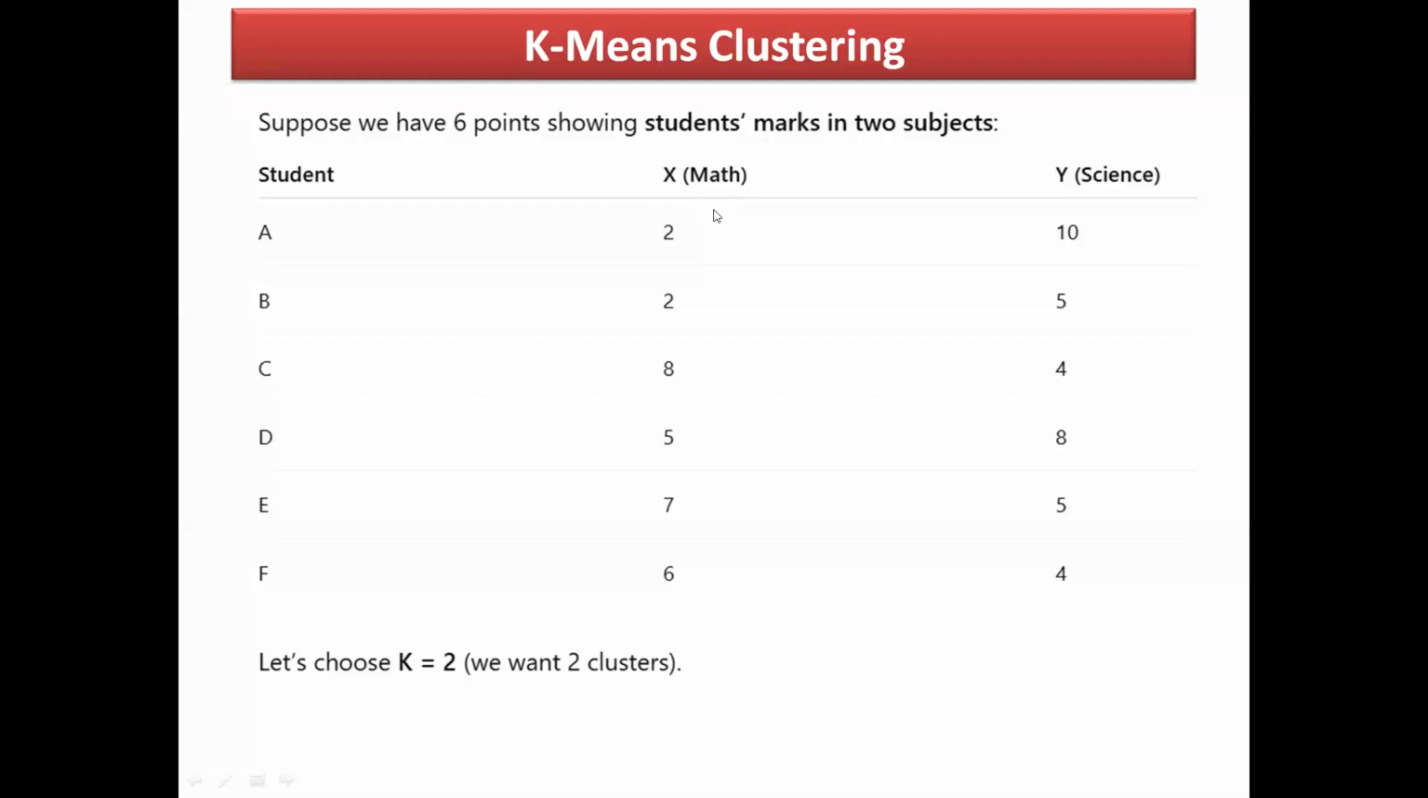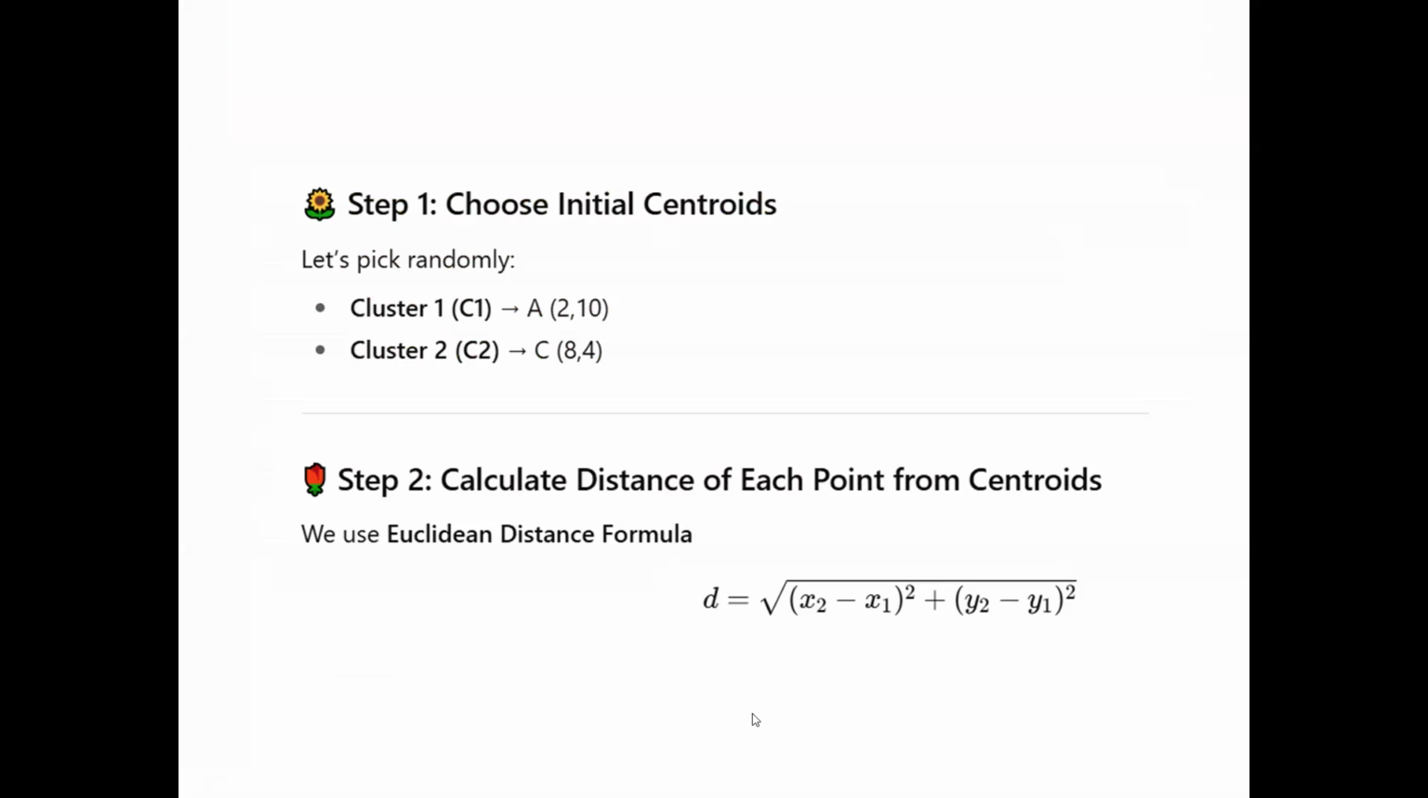Marks in subject 1, marks in subject 2. We want to form two clusters. Now this is the major problem with k-means clustering. We have to decide the number of clusters, two clusters, three clusters. But how do we decide, how do we verify whether only two clusters are sufficient or not? We will come to that part also.